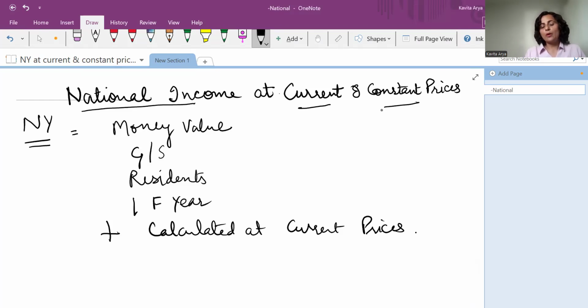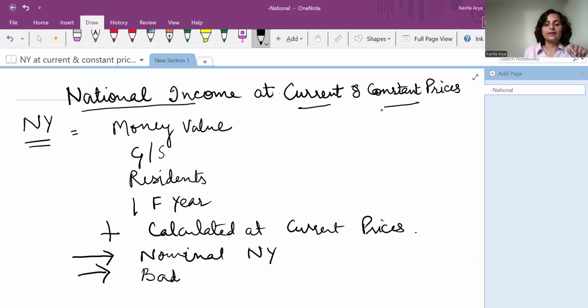So when we talk about this topic, national income at current prices, there is an alternate name given to this topic, and that is called the nominal national income. So this is nominal national income, right? But when I say nominal national income, the flip side of this is that it's not a good indicator of any economy's economic growth.